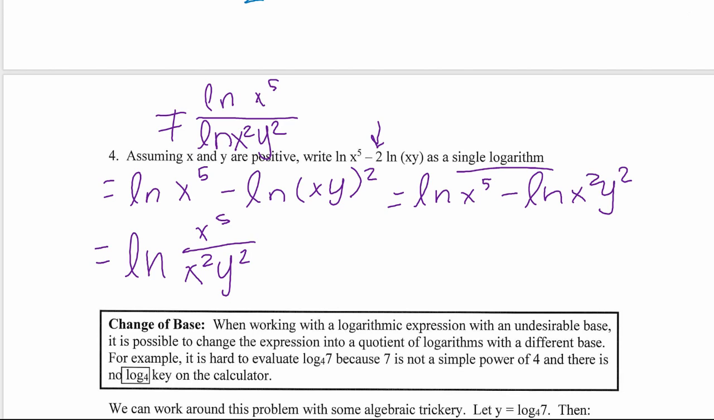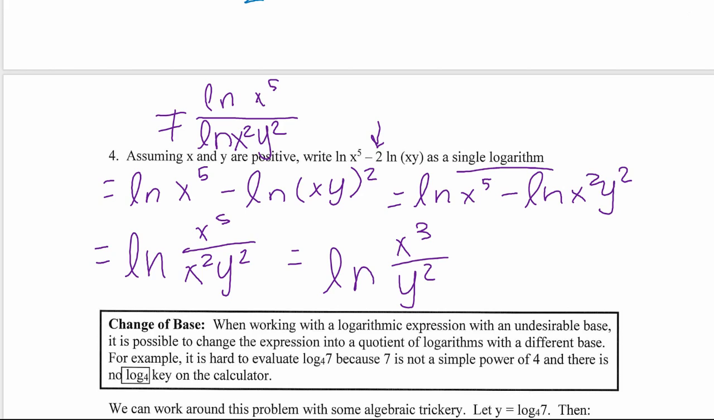Our last step to simplifying this is I've got an x to the fifth in the top and an x squared in the bottom. I can simplify that. Two of those x's are going to cancel out. So this becomes the natural log of x to the third over y squared. All right, so that's how you'd work backwards. Again, start by moving any exponents up and then combining things. If it's addition, you're going to use your product rule. If it's subtraction, use your quotient rule.